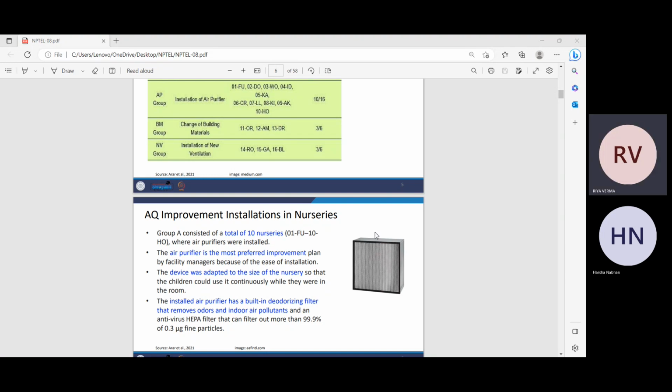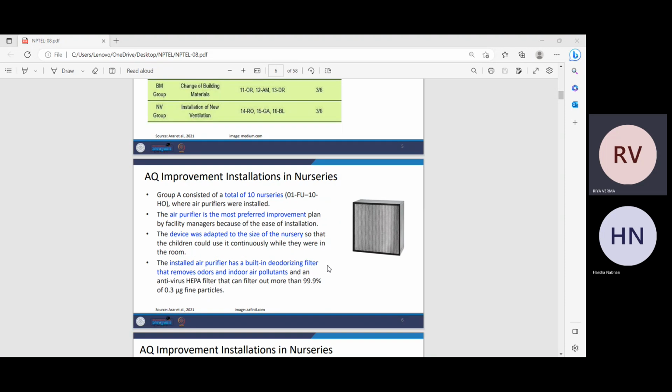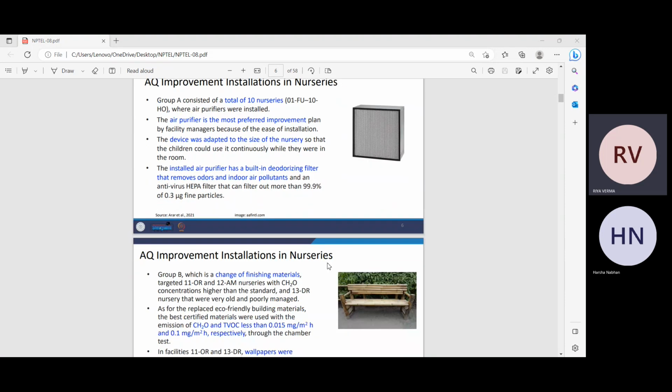Also, the air purifiers that they were using had built-in deodorizing filters, and they also removed the odors and the indoor air pollutants. And the efficiency given by that air purifier was more than 99.9%.